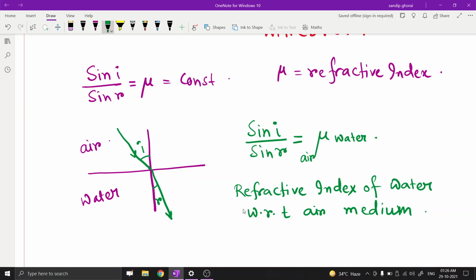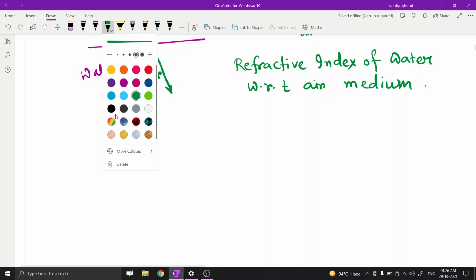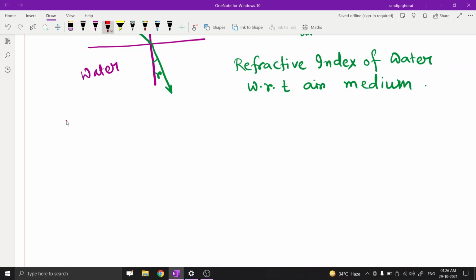This term mu depends on the velocity of light in the two different media. So what is the definition of refractive index? Refractive index, in short RI, of a medium with respect to vacuum is defined as the ratio of the speed of light in vacuum to the speed of light in the given medium.